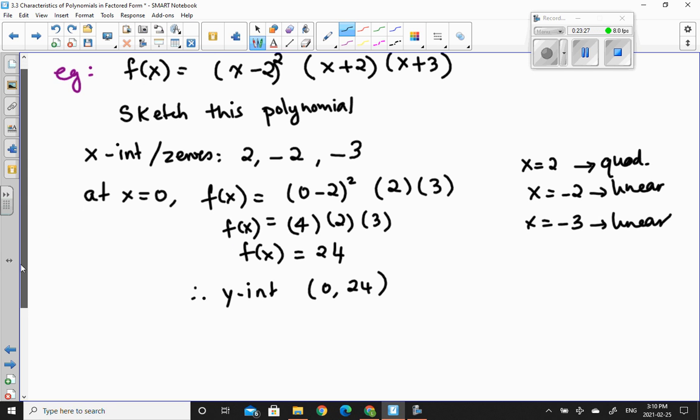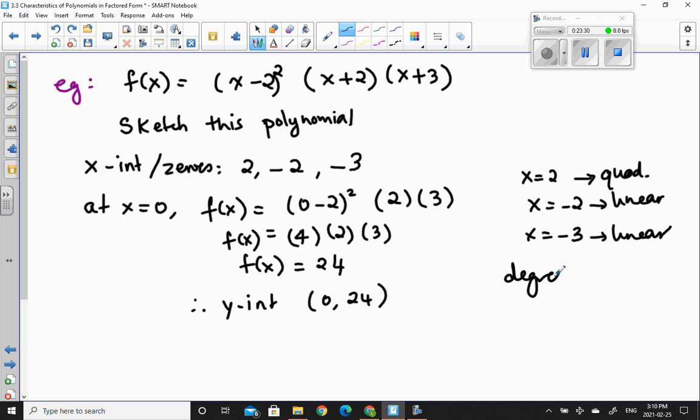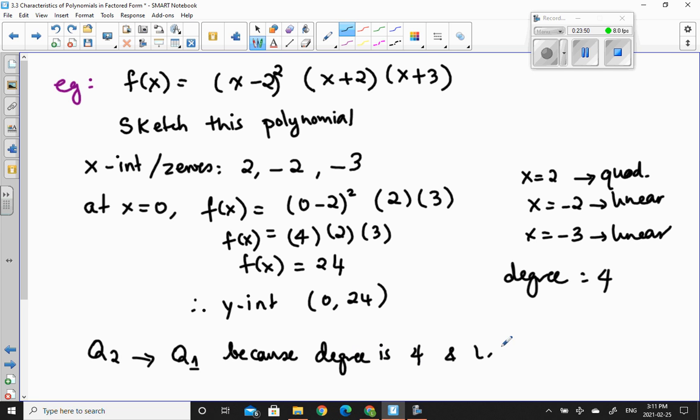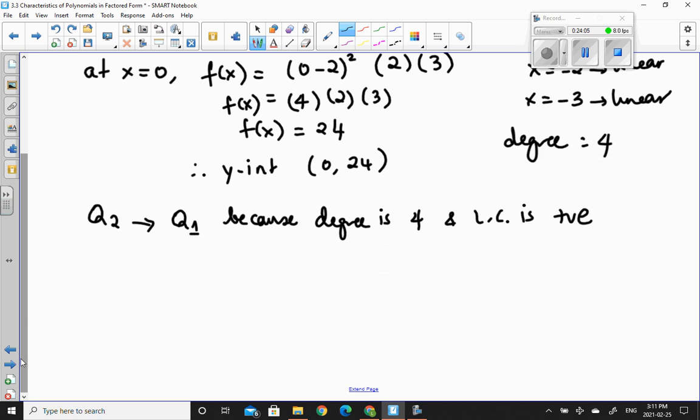Now if you want to know the degree of this function, the degree of this function is 2 plus 1, 3, plus 1, 4. Okay, so it's going to go from quadrant 2 to quadrant 1, because the degree is 4 and the leading coefficient is positive. It's +1 here. So because the leading coefficient is positive and the degree is 4, it's like y equals x squared, right? It goes from quadrant 2 to quadrant 1. If you want to know exactly how to graph it, we can make a table.